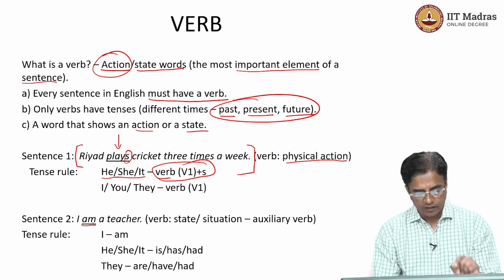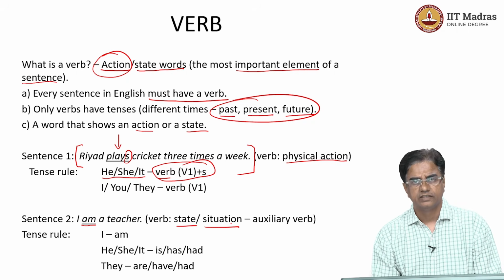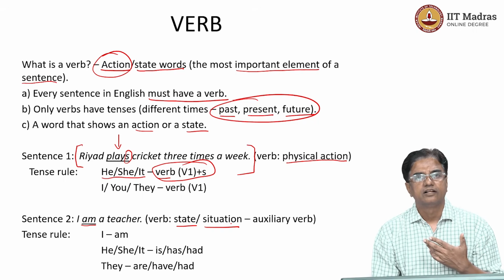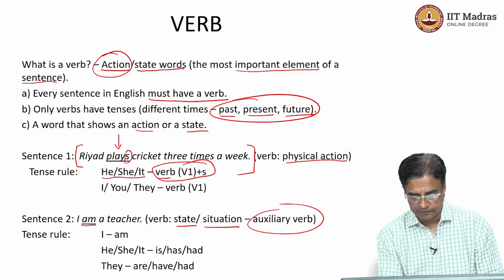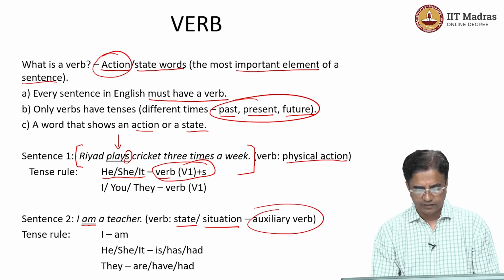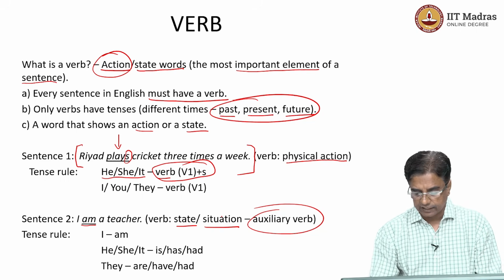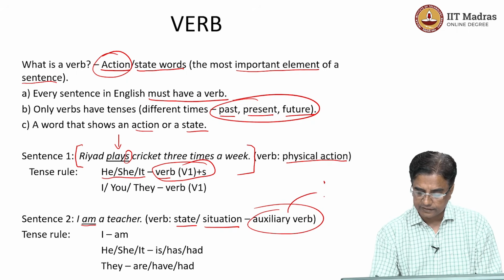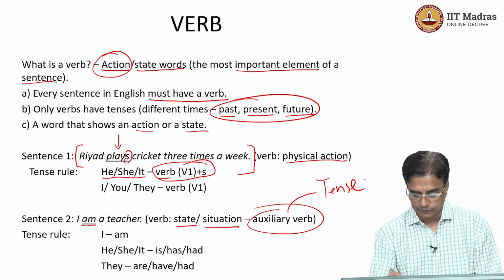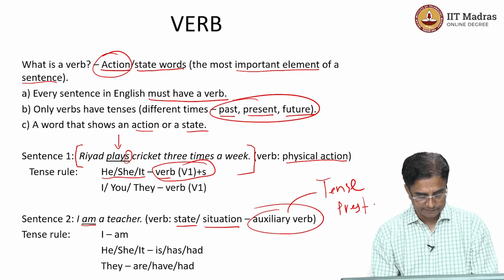And this word indicates state or situation. In general grammatical descriptions, these terms are called auxiliary verbs. And most importantly, these are also markers of tense. So, am here is indicating present tense in this sentence.